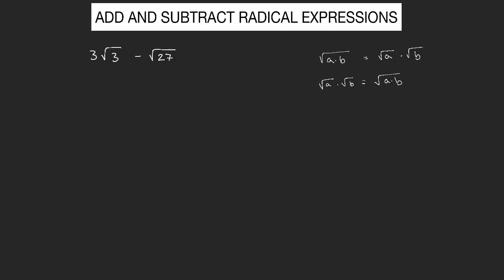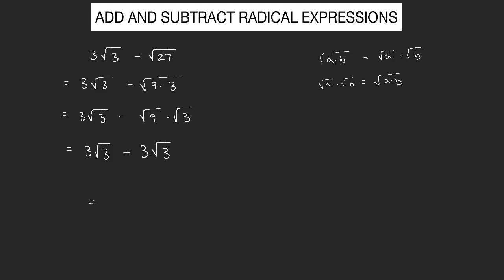Okay, 3 times the square root of 3 minus square root of 27. So we're going to go ahead and say that this equals 3 times the square root of 3 minus square root of 27. 27 is 9 times 3. So we're going to say that this equals 3 times the square root of 3 minus square root of 9 times square root of 3. Okay, that equals 3 times square root of 3 minus square root of 9 is 3 square root of 3. So 3 square root of 3 minus 3 square root of 3. Okay, 3 minus 3 times square root of 3.